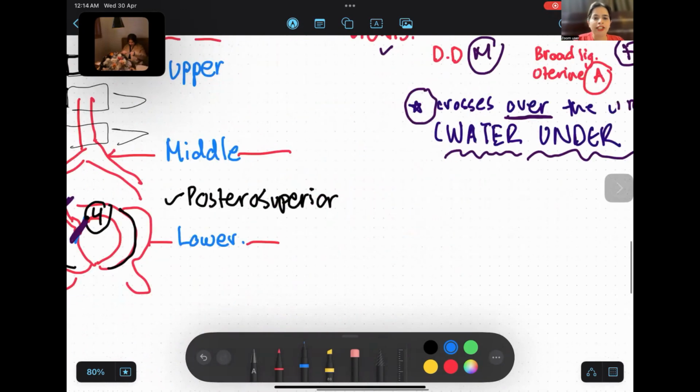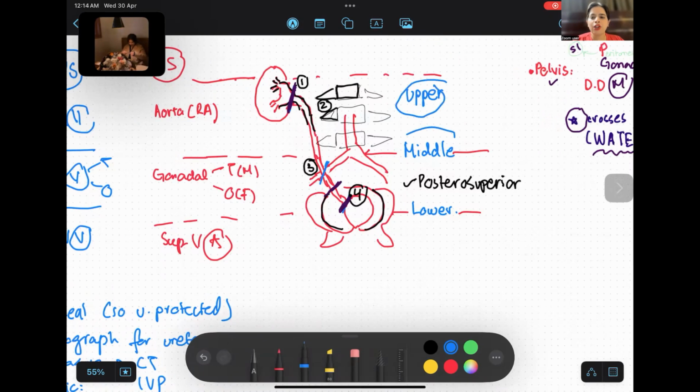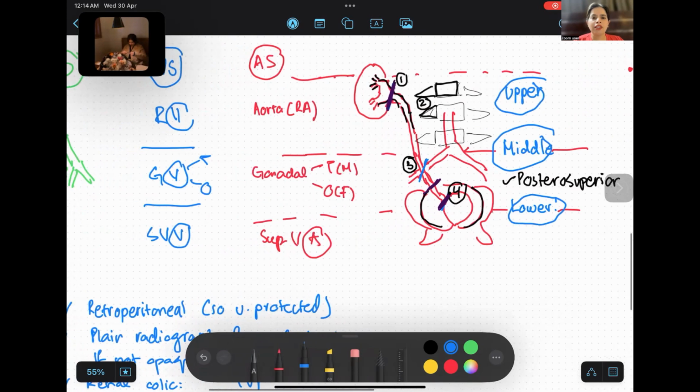Coming towards the best part, we divide your ureter into three parts: the upper, middle, and lower part. The upper part has an arterial supply from the aorta by the renal artery and is drained by the vein of the same name, that is renal vein. The middle part is supplied by the gonadal arteries, testicular artery in males, and ovarian artery in females, and is drained by the veins of the same name. And the lower part is supplied by the superior vesical artery and is drained by the veins of the same name.